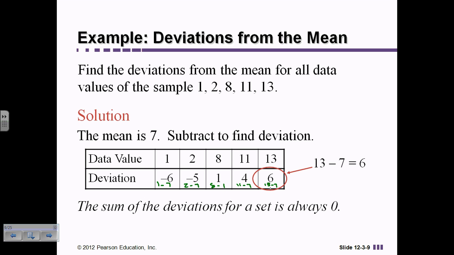Now, we want the negative numbers, because what we have to realize is that if we add all of the deviations together for any set of numbers, it will always be 0. So that presents our problem. We can't just find the average of these deviations, because if I take those numbers, -6, -5, 1, 4, and 6, and add them together, I always get 0. So it would tell me that the average is always 0, and that's not an accurate representation.